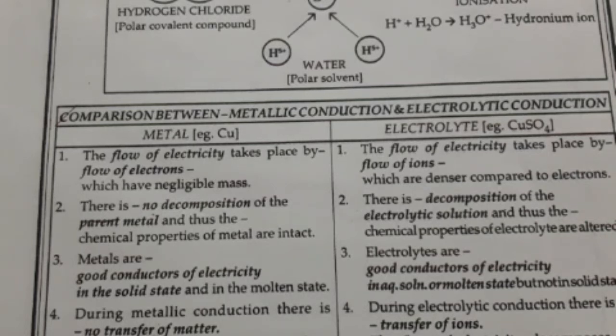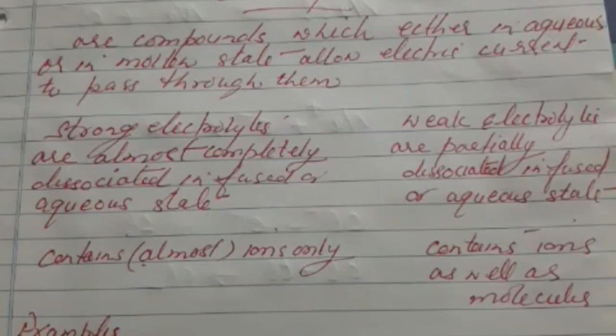Then another difference: in which state does metal conduct electricity? In solid state, and even in molten state they conduct electricity, whereas electrolytes do not conduct electricity in solid state. They conduct electricity only in which state? Aqueous or molten state only. So electrolytes may be strong electrolytes or weak electrolytes. We will study now what are strong electrolyte, weak electrolyte and non-electrolyte.